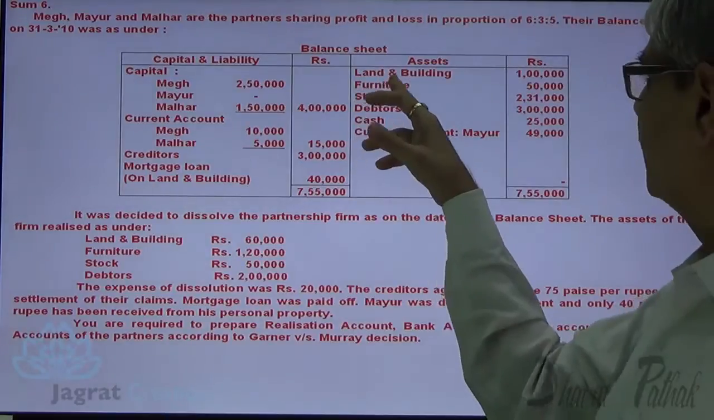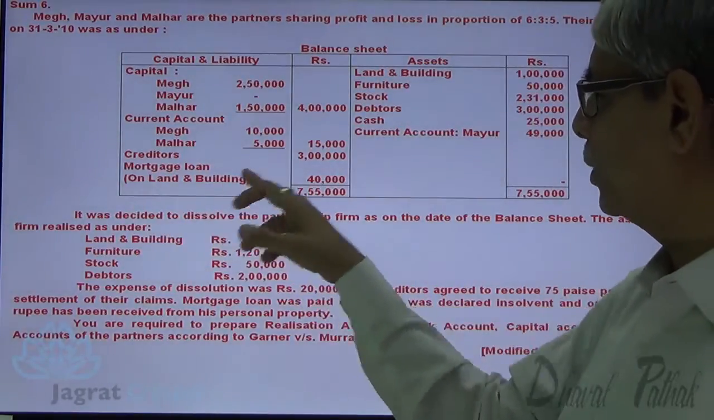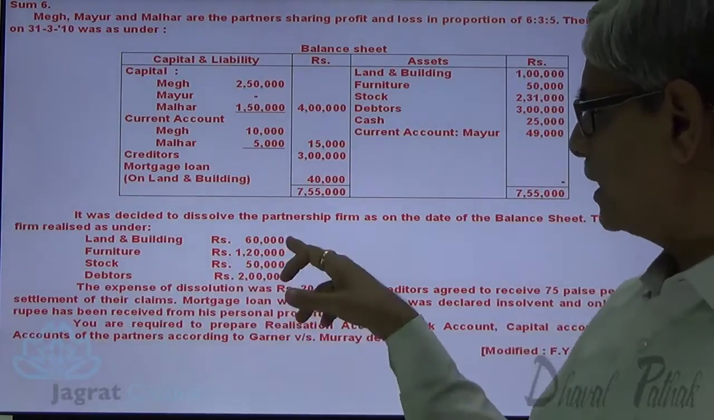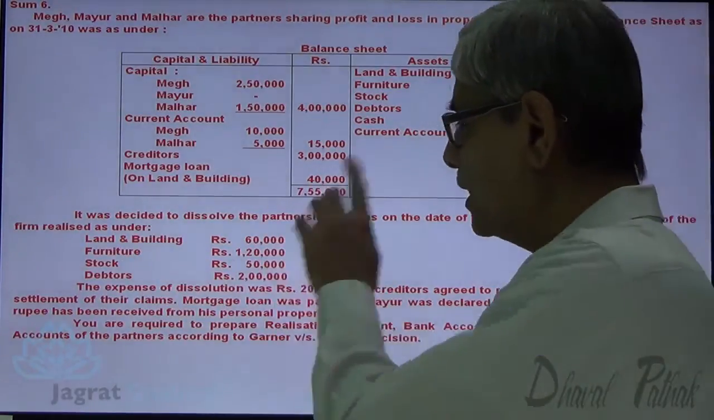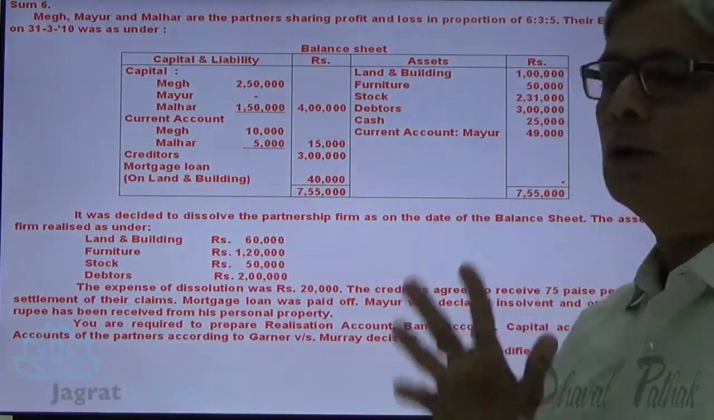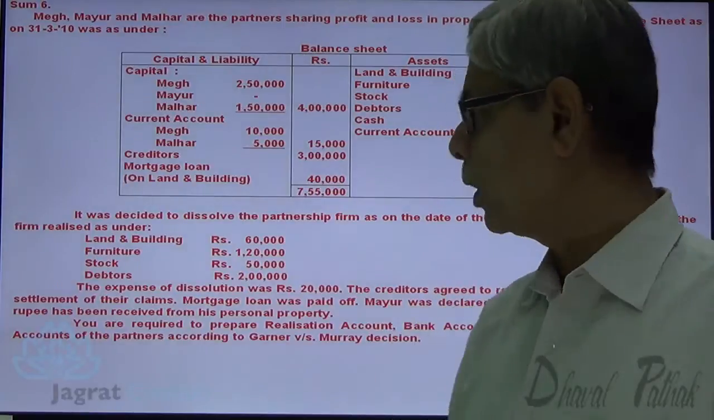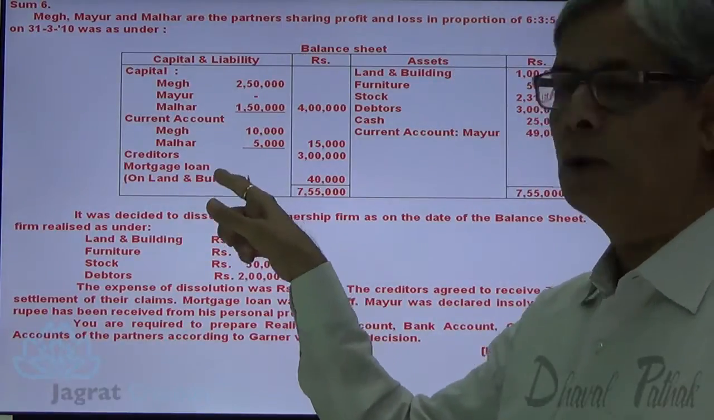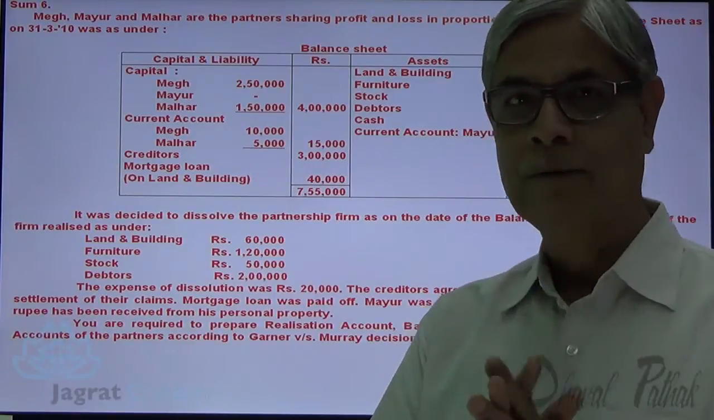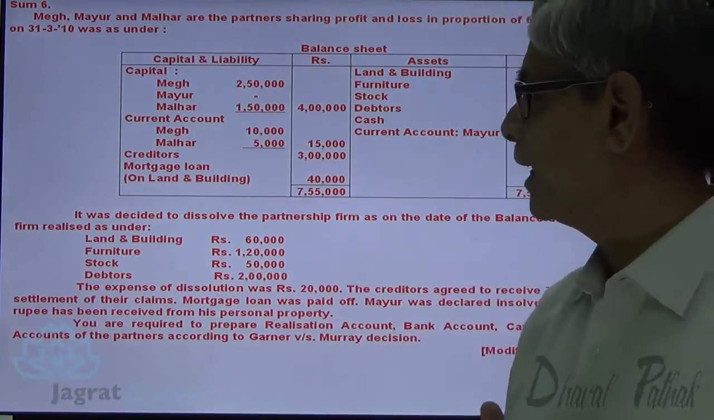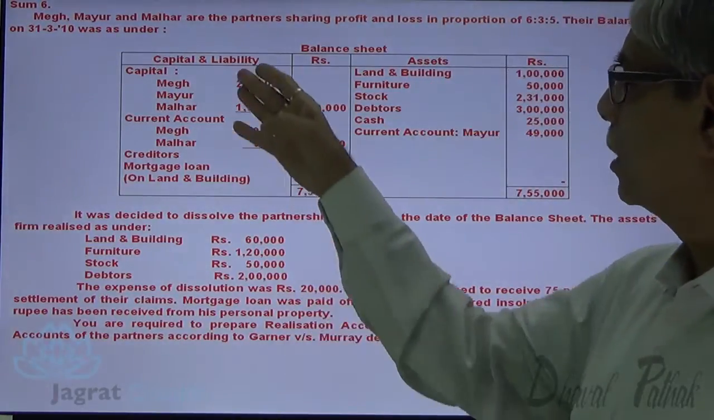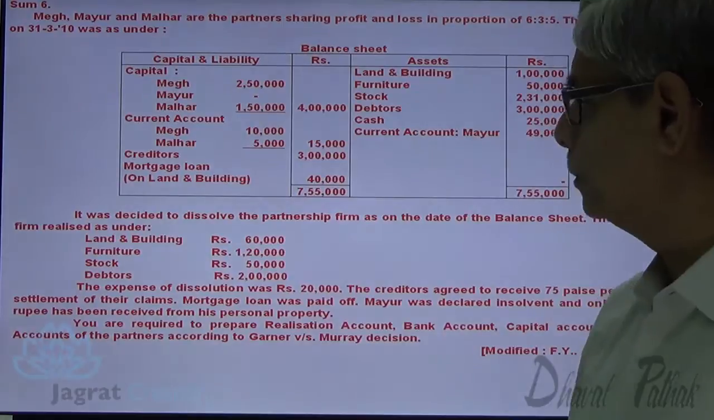On asset side, you are given land and building, and there is a mortgage loan on land and building. So land and building 1 lakh, realized 60,000, and from this 60,000 realized value, you have to pay first of all the mortgage loan 40,000, because this mortgage loan has a charge, a right on the realized value of land and building. On liability side, you are given creditors also.